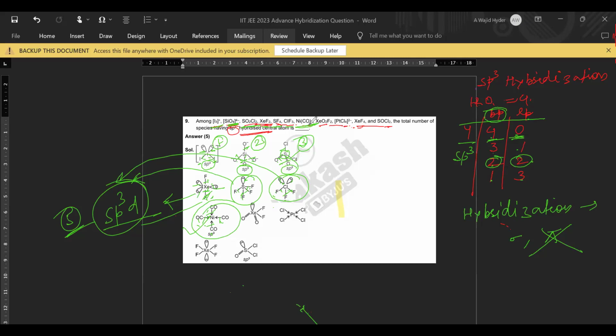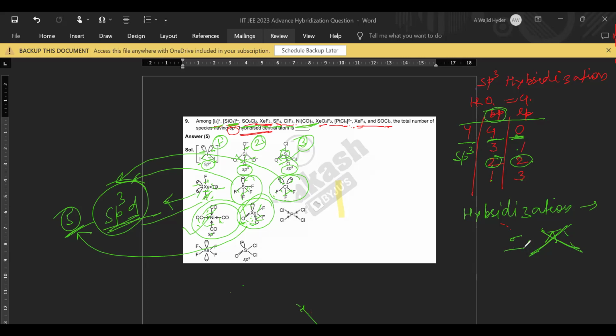Now see, XeO2F2. In XeO2F2, 1 sigma, 2 sigma, 3 sigma, 4 sigma. 4 sigma and 1 lone pair, that is 5, that is sp3d hybridization. This xenon is forming two pi bonds also with oxygen, but as I have said, pi bonds will never be considered in hybridization, only sigma bonds.